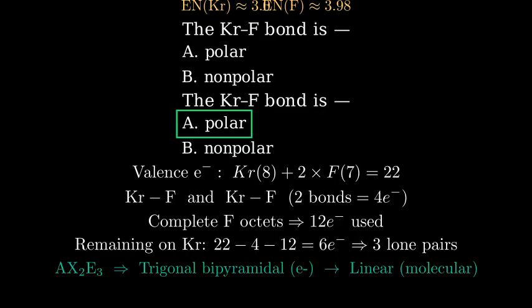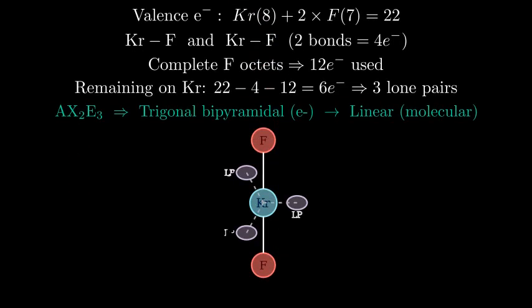Let's build a quick VSEPR picture. The 3 lone pairs are in the equatorial plane at 120 degrees to minimize repulsion, and the 2 fluorines are axial, straight up and straight down from krypton. That makes fluorine-krypton-fluorine a linear 180-degree angle.